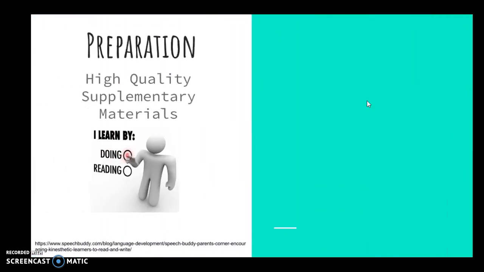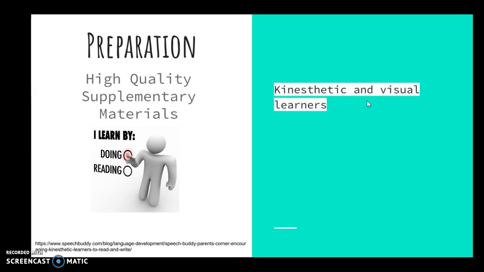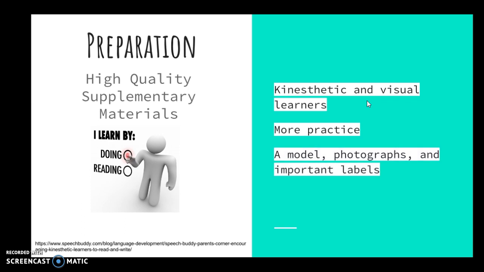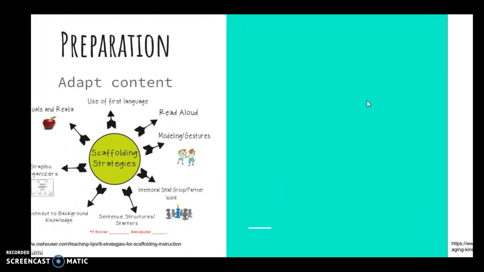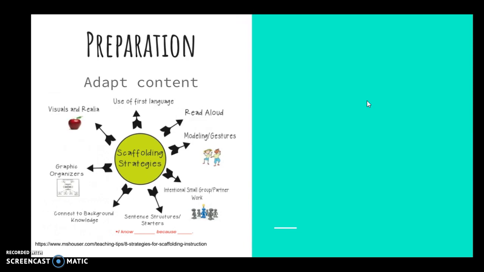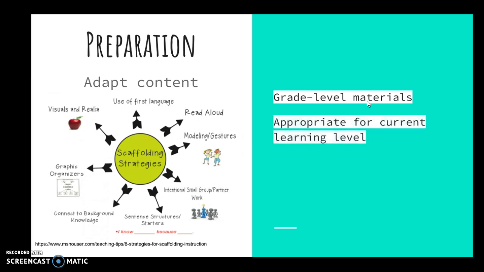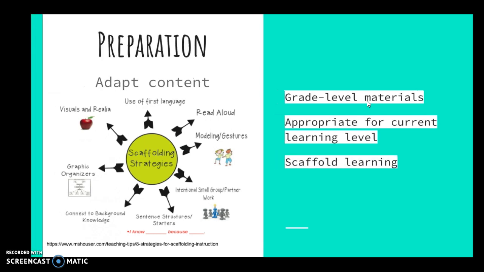The preparation aspect also asks teachers to gather high-quality supplementary materials for the lesson. These materials help kinesthetic and visual learners gain more practice. This could be a model, photographs, important labels that help tie the materials together. The SIOP model asks teachers to adapt content to provide students with grade-level materials that are appropriate. Teachers can find books, visuals, videos, games, toys, and other materials. Teachers need to scaffold the content to help students reach the content objective.